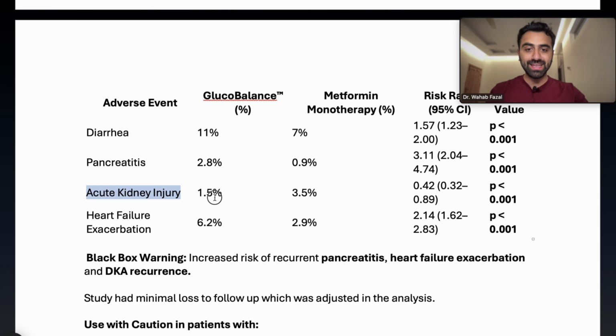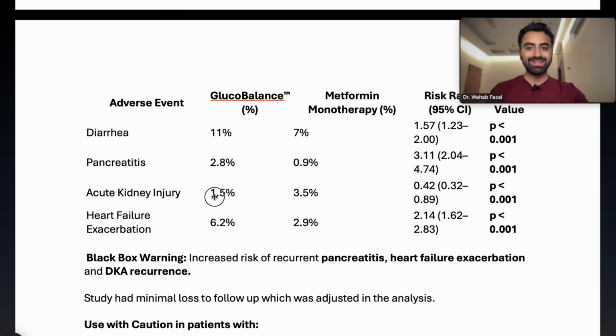So acute kidney injury, okay. But this has a protective effect. This is 1.5 in the glucobalance group, and metformin, that is good because our patient is a CKD patient. We know that he had a creatinine of 1.4 and an eGFR of 45. So this might be good for our patient, and a risk ratio of 0.42.